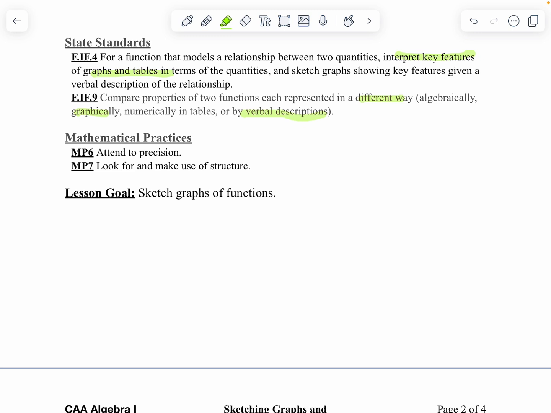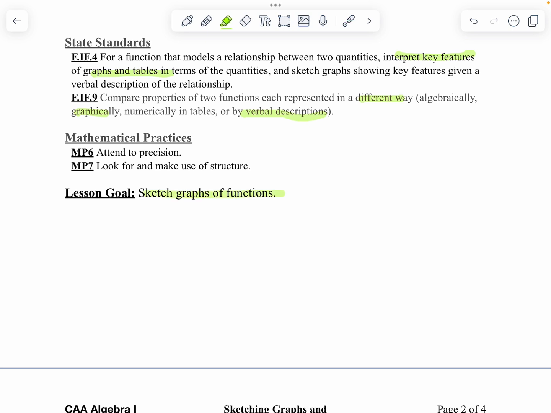Your mathematical practices: you're going to attend to precision. I don't know so much about that, but I guess a little bit. And we're going to look for and make use of structure. We're going to do this today by sketching the graphs of functions.